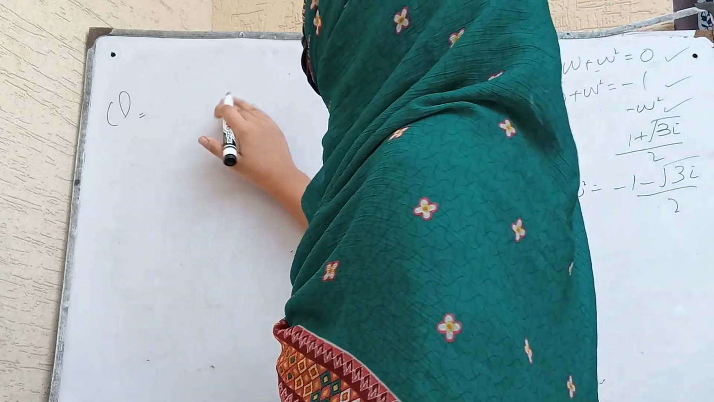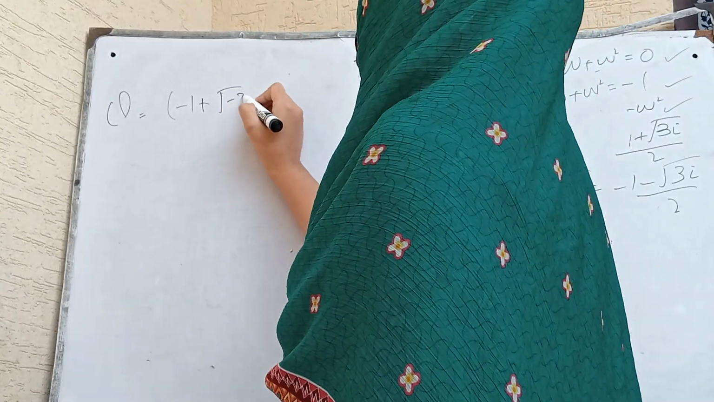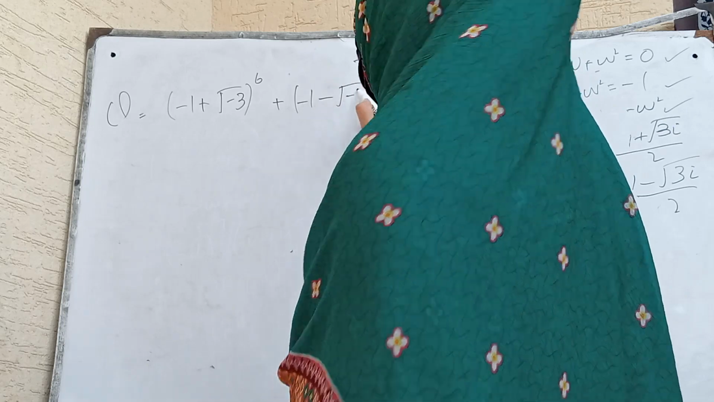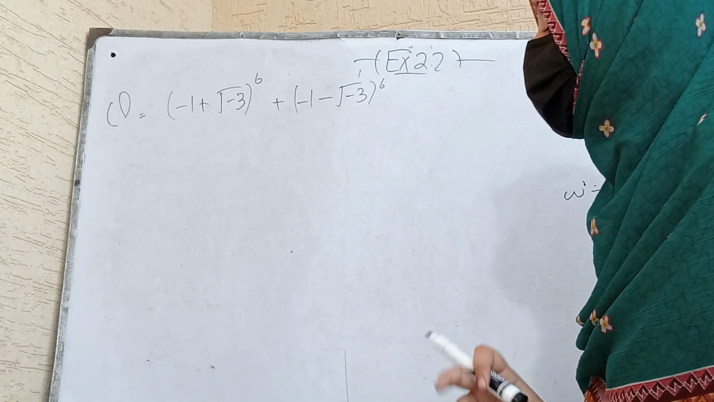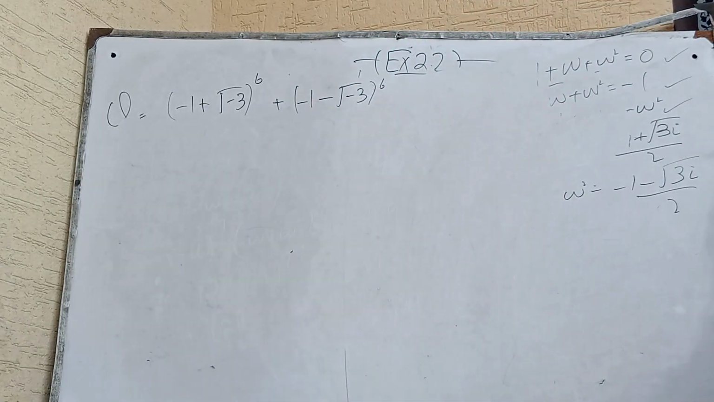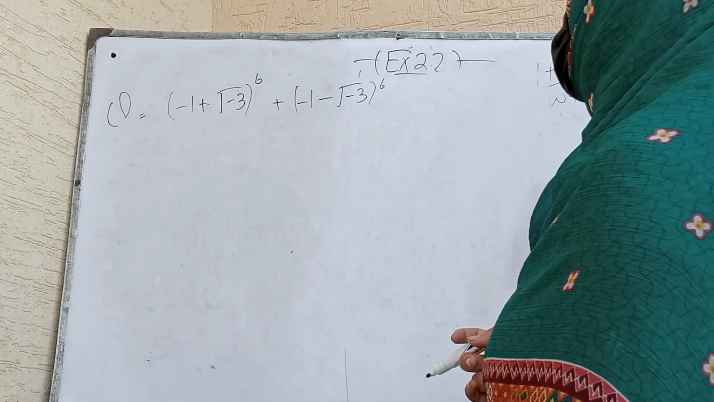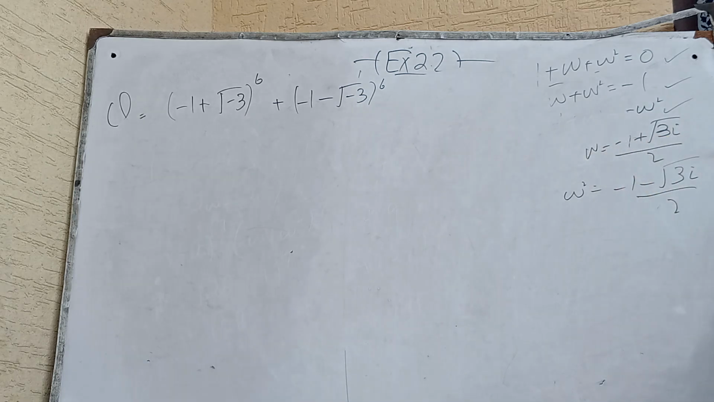So the next question is (minus 1 plus square root of minus 3) whole power 6 plus (minus 1 minus square root of minus 3) whole power 6. So we have omega, which is equal to minus 1 plus square root 3 iota divided by 2, and omega square is equal to minus 1 minus square root 3 iota divided by 2.